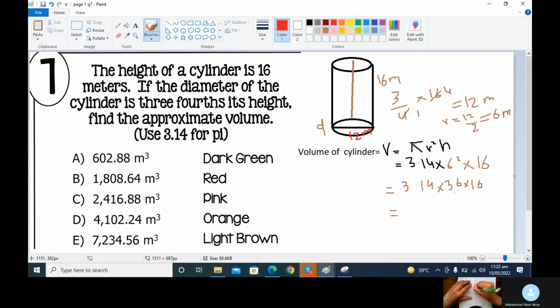3.14 times 6 squared times 16. What is the answer? 3.14 times 6 squared times 16.